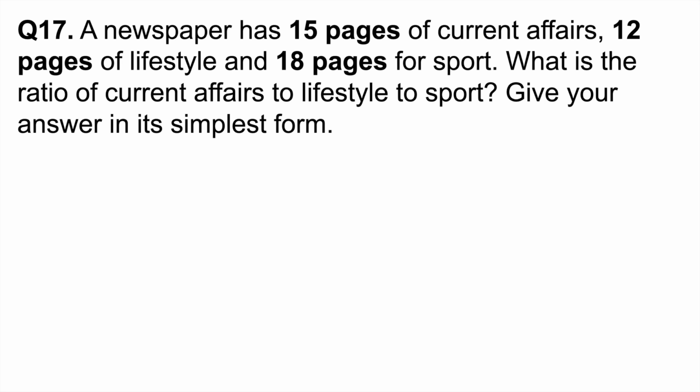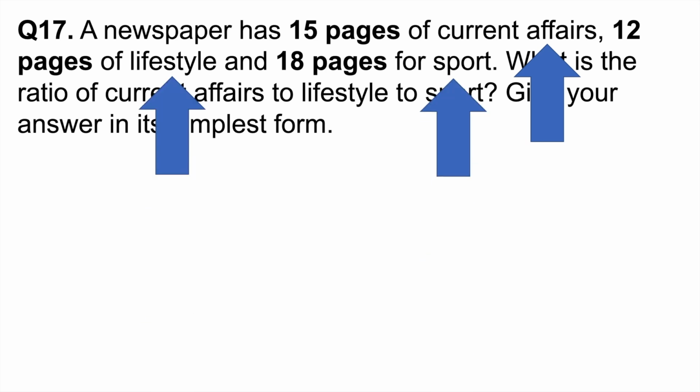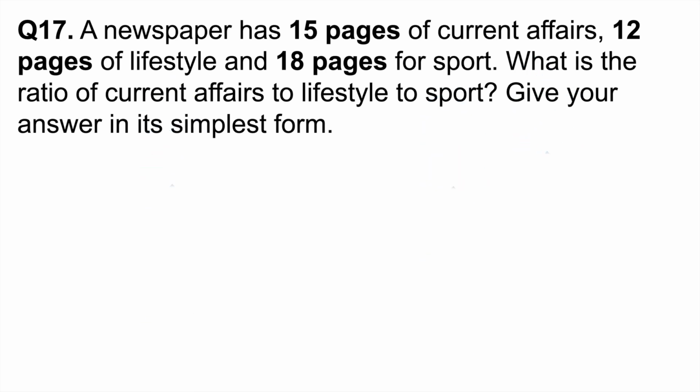A newspaper has 15 pages of current affairs, 12 pages of lifestyle, and 18 pages for sport. So what is the ratio of current affairs to lifestyle to sport? Give your answer in its simplest form. So you notice there we're given more information, current affairs, lifestyle and sport, that we don't really need. So don't focus on it, focus on the numbers.